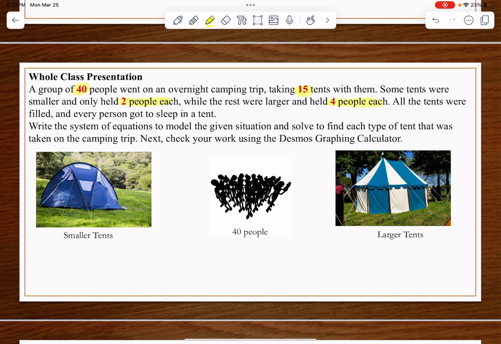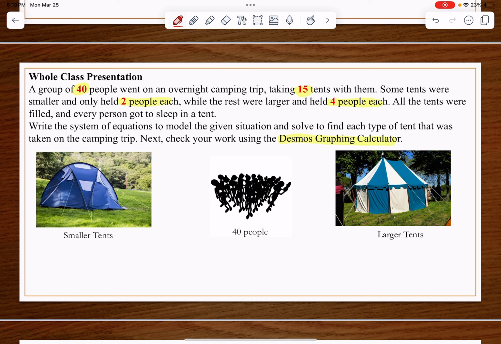Now our job is to write the system of equations to model the given situation and solve to find each type of tents that was taken on the camping trip. Next, check your work using the Desmos graphing calculator. We'll be using Desmos at the end to see our solution and compare our algebraic work and also the graphical representation. So let's see.